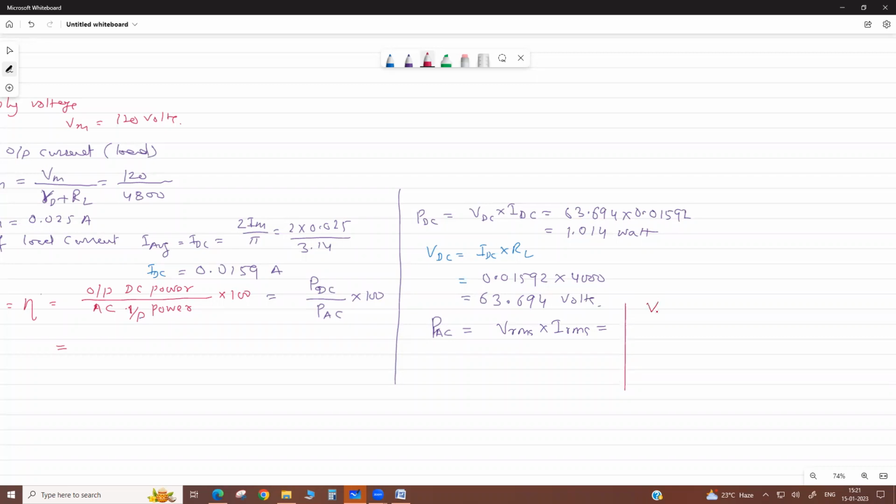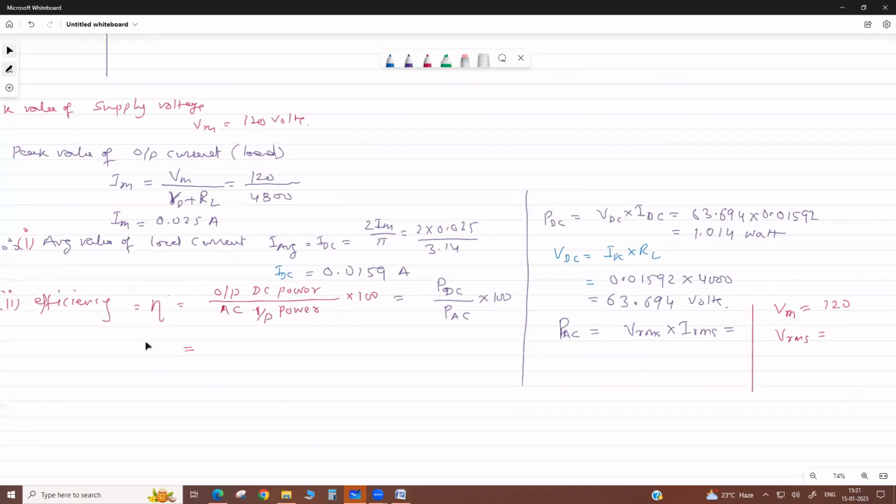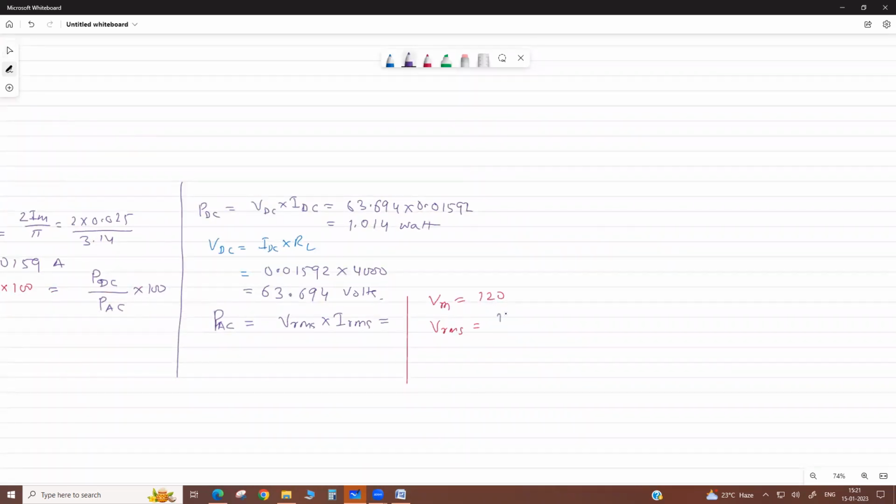What is the V peak? VM is given as 120. Then VRMS will be... Please, it is the supply side. Here you do not apply the rectifier formula. Actually, now we calculate the RMS value here before the diode, here in the supply side. So it is a sinusoidal voltage. Then what is the RMS value? VM by √2. So it is 120 by √2.